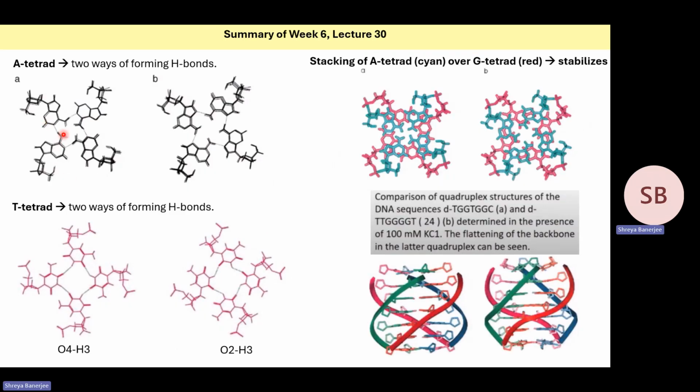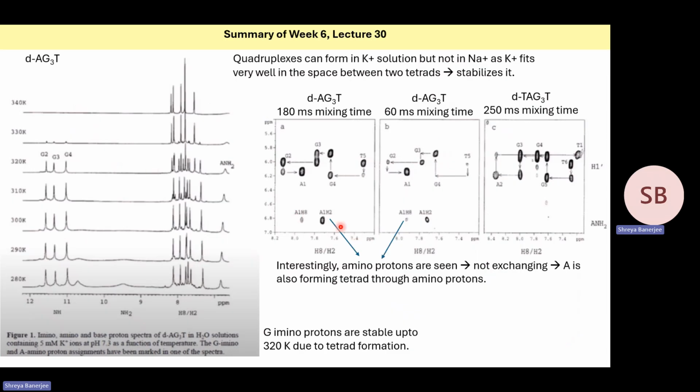So A tetrad can form in different ways. You can see here is the amino group. Basically, it can either pair with this proton of the amino group or with the other proton of the amino group. And both protons of the amino group are thus engaged in hydrogen bonding. And because of that, there is no proton of the amino group that is free to exchange with the solvent. Because the amino protons are no longer exchangeable, you can see the signal of the amino proton.